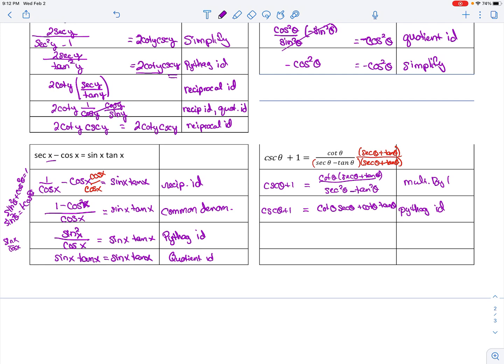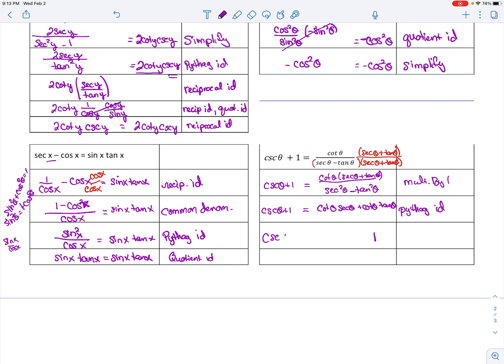Oh, wait a minute. Aren't tangent and cotangent reciprocals of each other? So cotangent is 1 over tangent. If I take 1 over tangent times tangent, I should just get a 1 here. Does that make sense? And so this is simplifying.